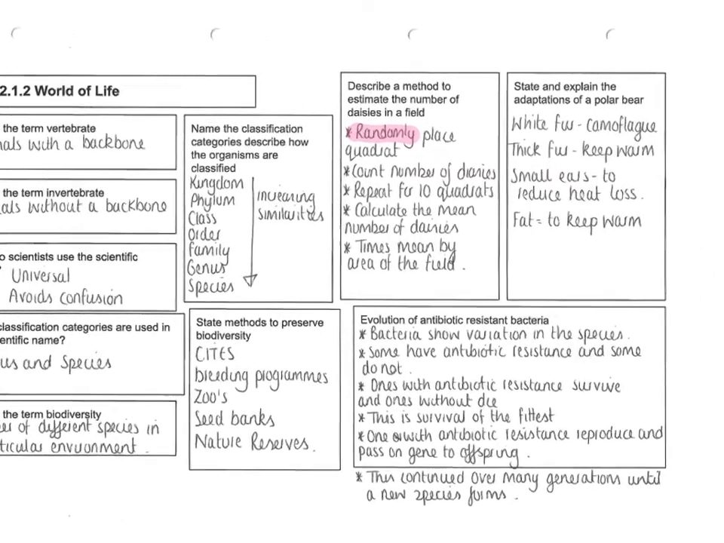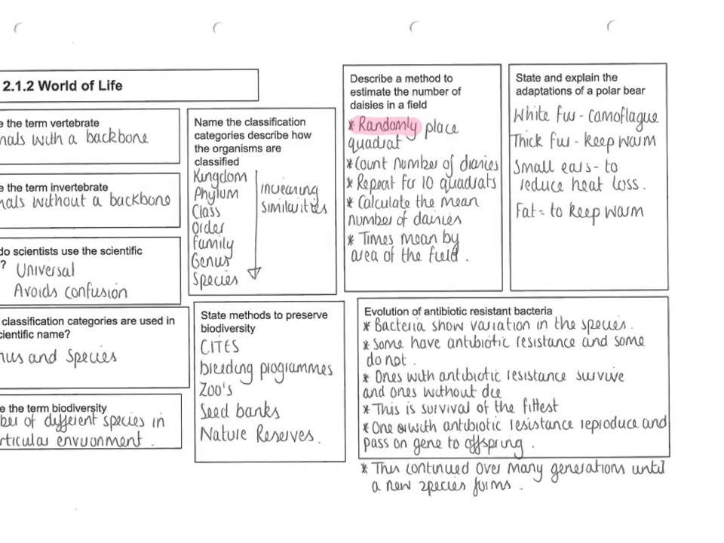State and explain the adaptations of a polar bear. So we've got white fur, as they're going to camouflage and blend into the snow. They've got thick fur, obviously to keep them warm and to trap in heat. They've got small ears and it's to reduce heat loss. It's the only thing we can write. And then obviously they have a big layer of fat underneath and it's to keep them warm.